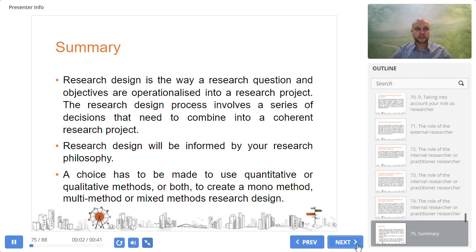Now it's time to make some summaries. The first: research design is the way a research question and objectives are operationalized into a research project. The research design process involves a series of decisions that need to combine into a coherent research project. Research design will be informed by your research philosophy. And the third one: a choice has to be made to use quantitative or qualitative methods, or both, to create a mono-method, multi-method, or mixed-method research design.